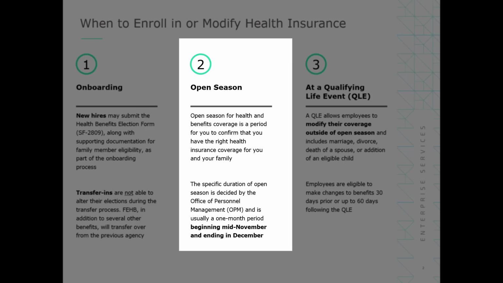Open season for health and benefits coverage is the period for you to confirm that you have the right health insurance coverage for you and your family. During FEHB open season, anyone eligible to participate in the Federal Employee Health Benefits Program may enroll, change health plans or options, cancel FEHB enrollment, or change participation in premium conversion.